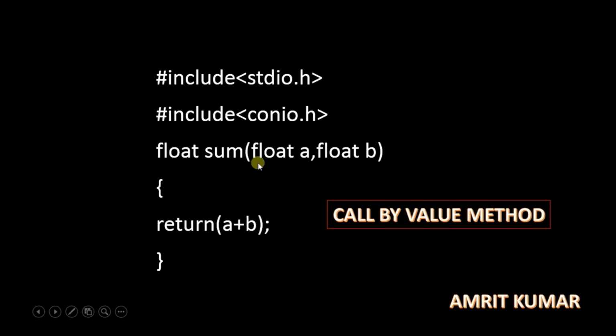Okay. Now, moving forward, the function that I am going to create is a sum function. The function name is sum and it is of type float. Okay. So it is going to return us a float value. In the parentheses we are passing float a comma float b. So a is a variable which is of type float and b is also a variable of type float.